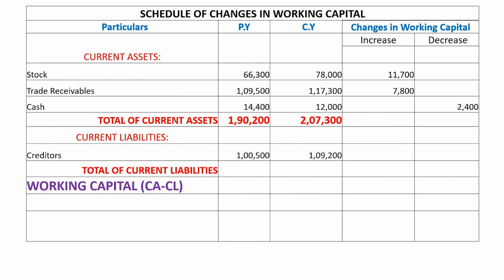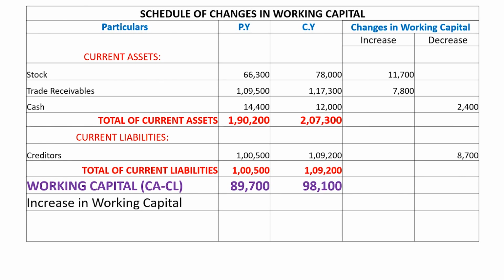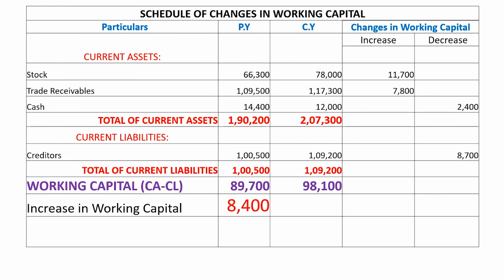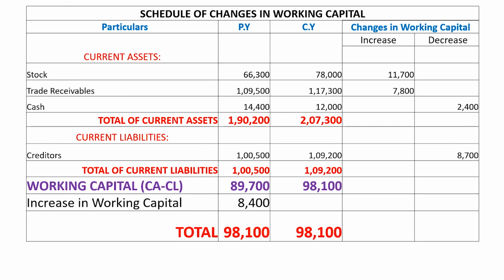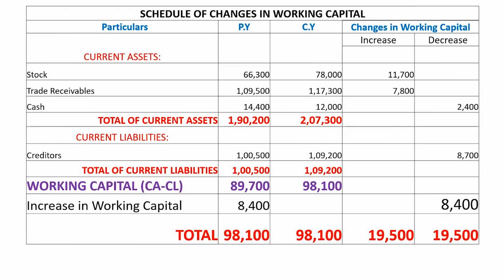Moving on to current liabilities, as I said, there is a negative relation between current liabilities and working capital. So the creditors show an increase of 8,700 rupees, but the working capital will be decreased. So we are entering 8,700 in the decrease column. We are totaling the current liabilities for the 2 years. Working capital, current assets minus current liabilities, is also being calculated. Working capital for the previous year is 89,700 and for the current year is 98,100, showing an increase in working capital of rupees 8,400. We are entering 8,400 in the previous year column, thereby totaling the previous year and current year columns as 98,100. This increase in working capital of rupees 8,400 is entered in the decrease column, totaling the increase and decrease in working capital columns as 19,500.